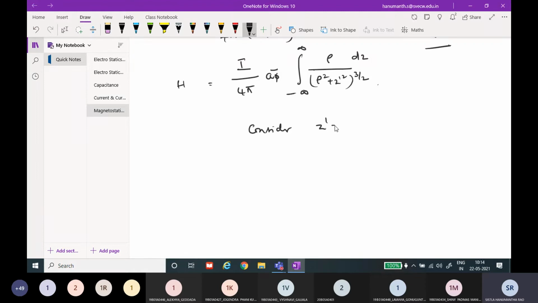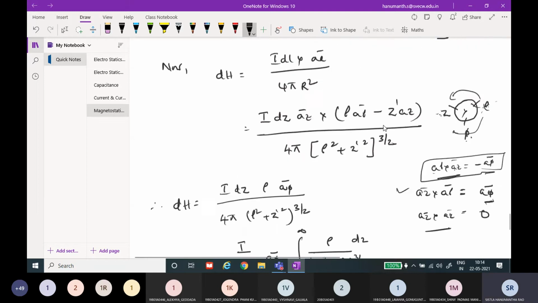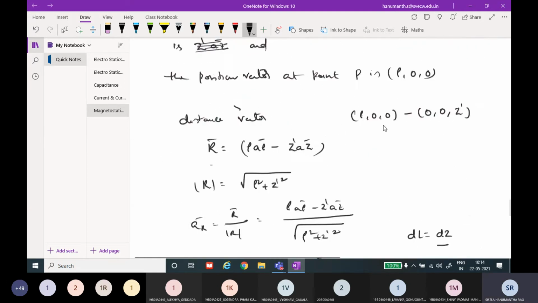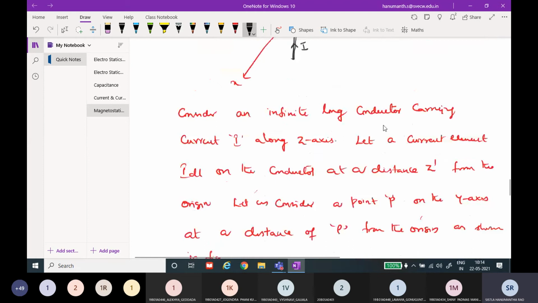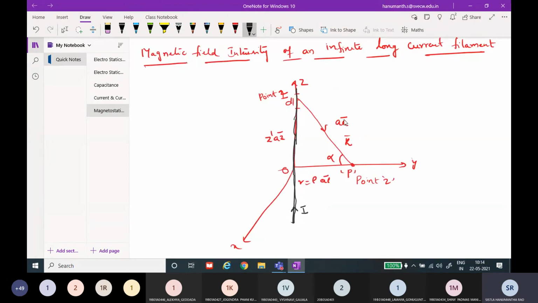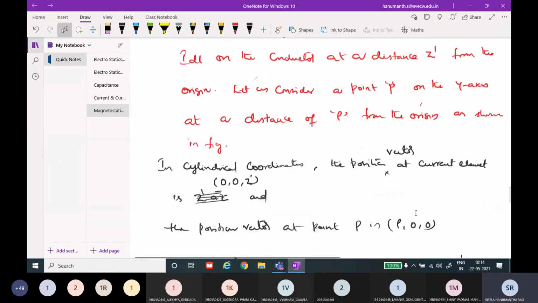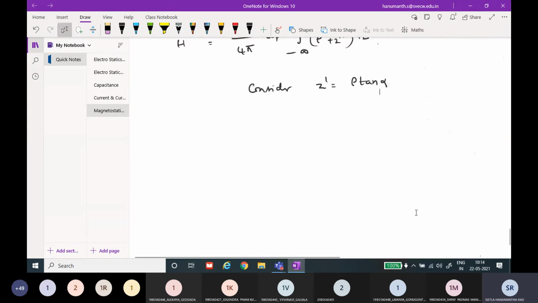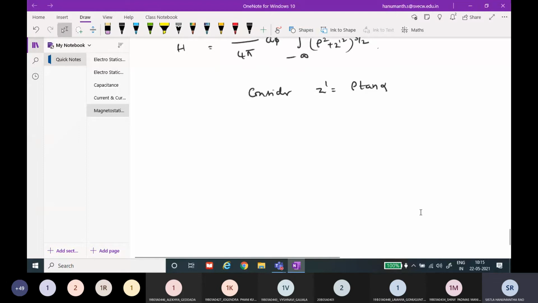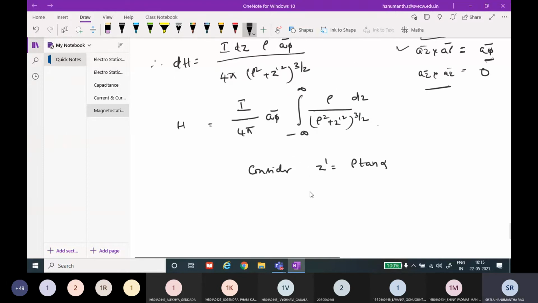Consider z prime is equivalent to rho tan alpha. Alpha means the angle made from the observation point with respect to the current element. So I should consider z prime equivalent to rho tan alpha. Therefore dz prime is equivalent to dz.